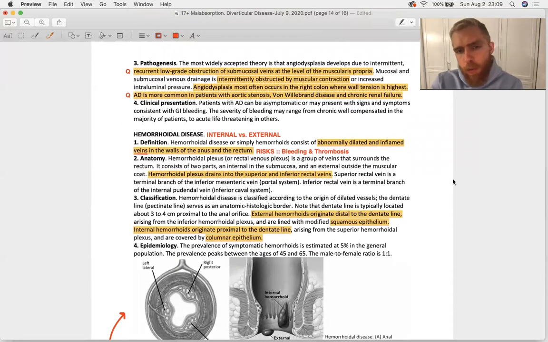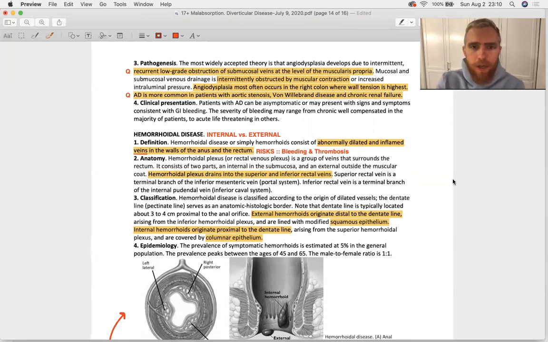Pathogenesis, saying what we just said. Angiodysplasia develops due to recurrent low-grade obstruction of submucosal veins at the level of the muscularis propria, your circular and longitudinal layers. Drainage is intermittently obstructed by muscular contraction or increased intraluminal pressure. Angiodysplasia most often occurs in the right colon where wall tension is highest. Again, it's got to push up against gravity.